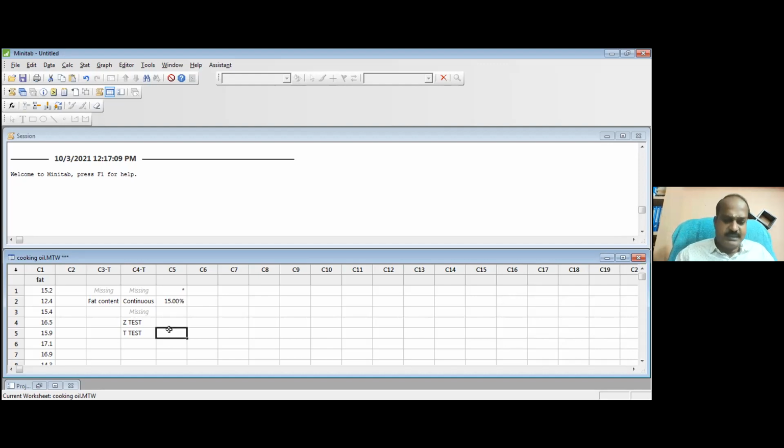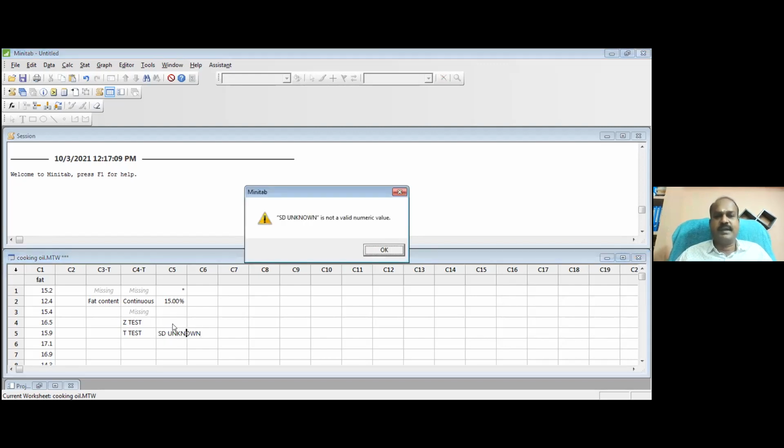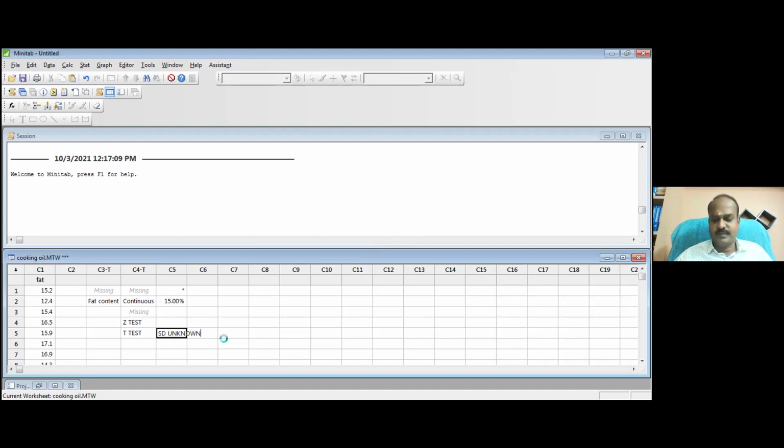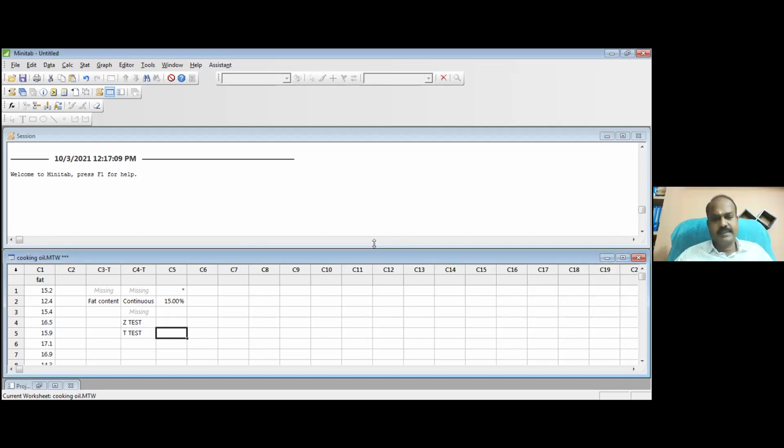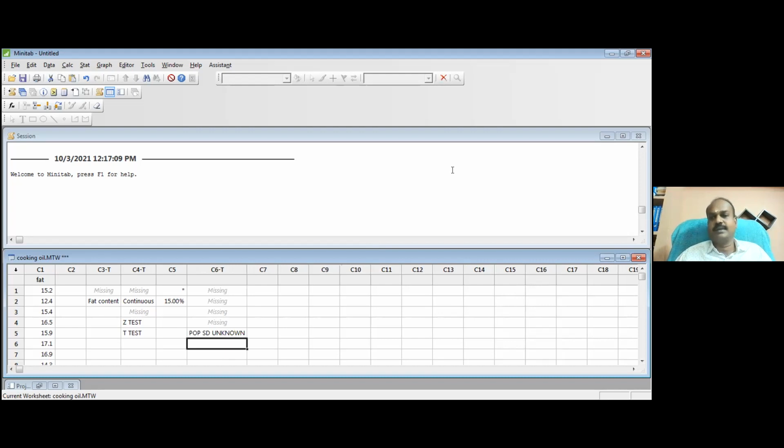So whenever the standard deviation is unknown, then I have to go for the T test. When the population standard deviation is not known, you have to go for the T test. Is it clear when to go for the T test? When I am not provided with information about the population, or I don't have the standard deviation at a particular moment, then I will go for the T test.